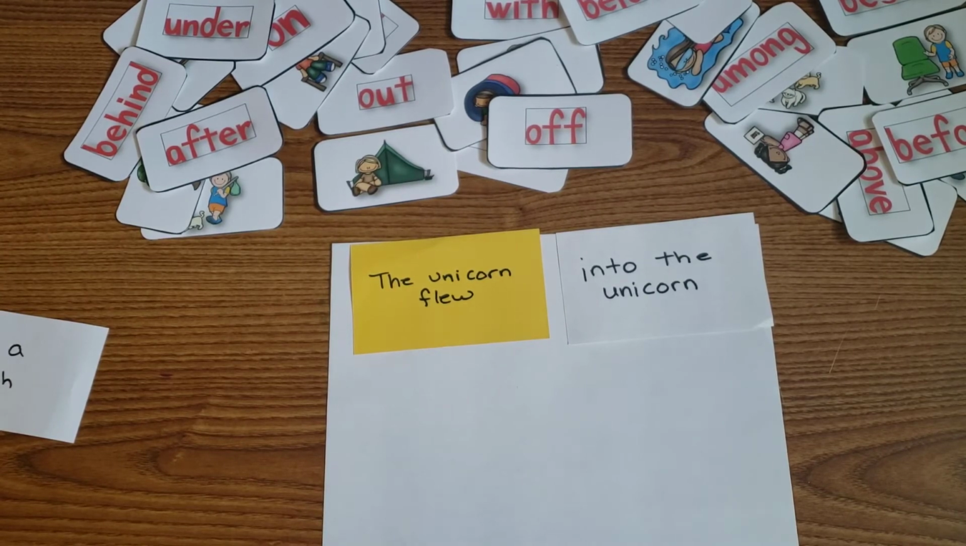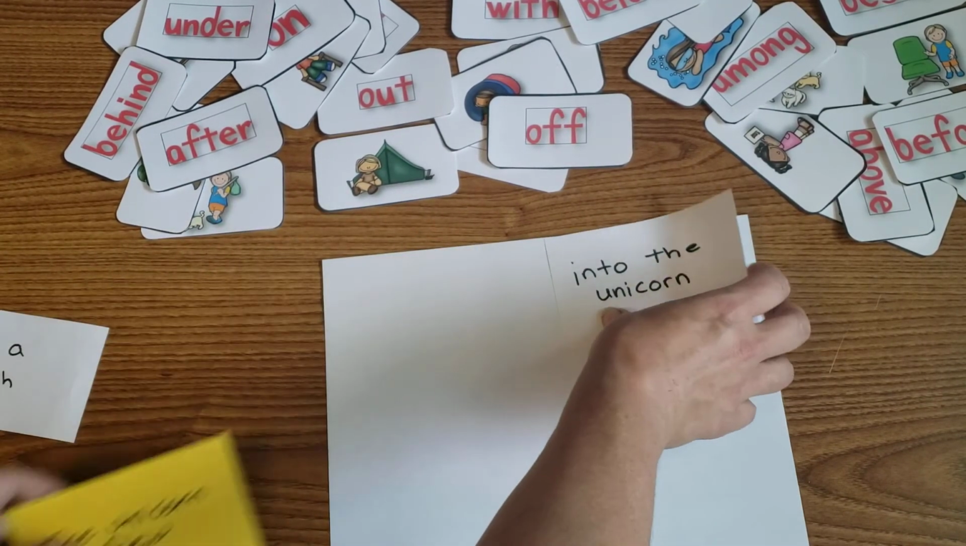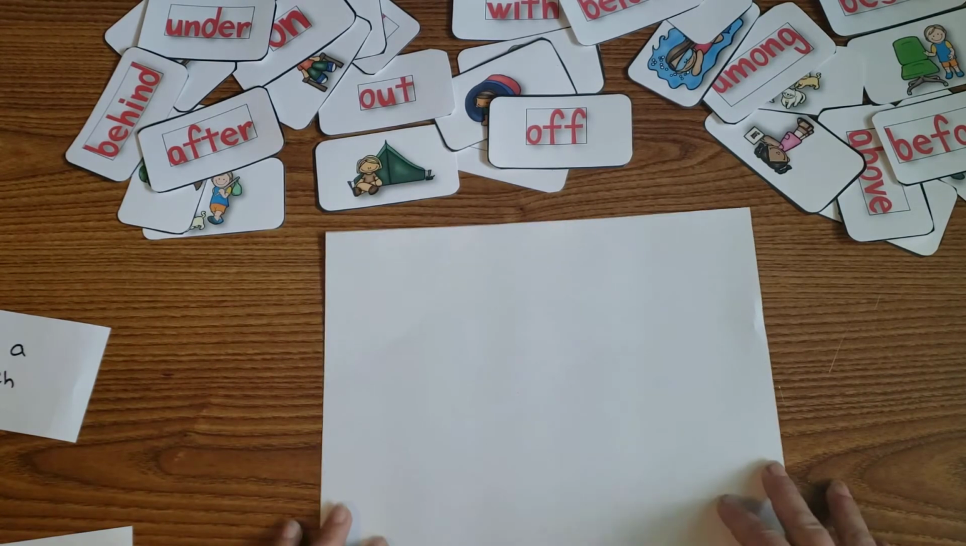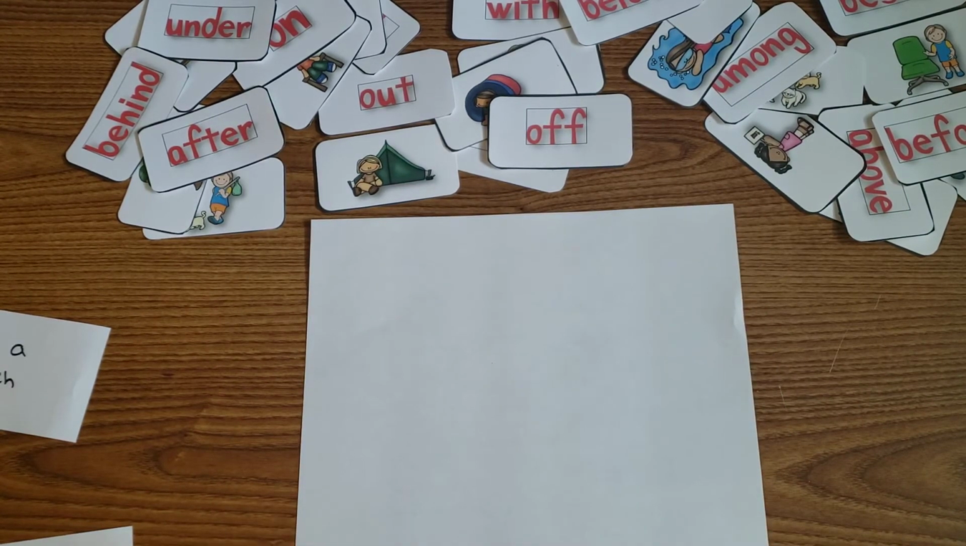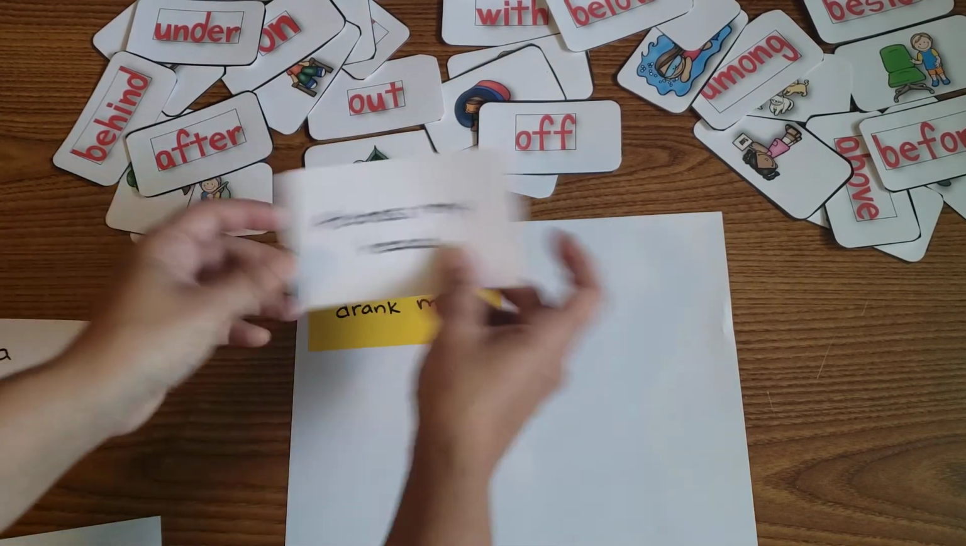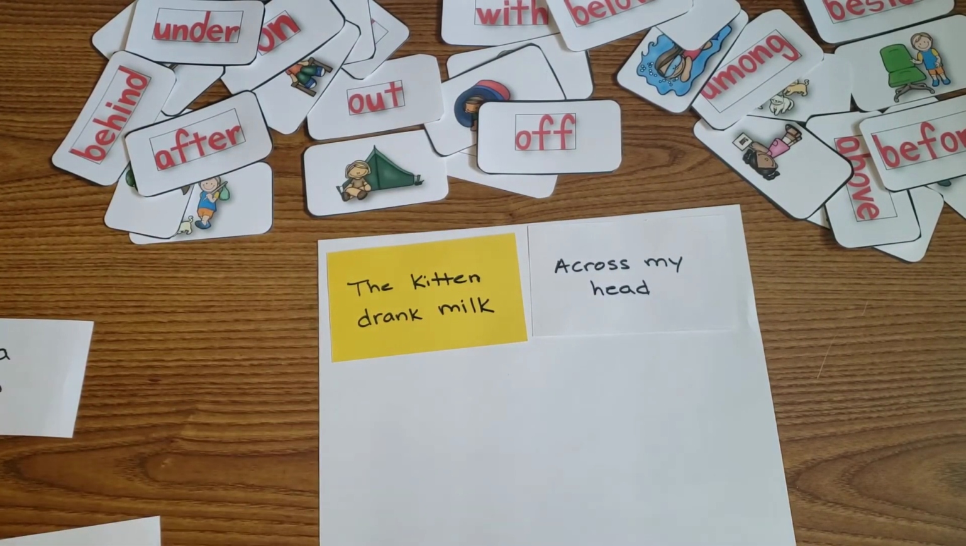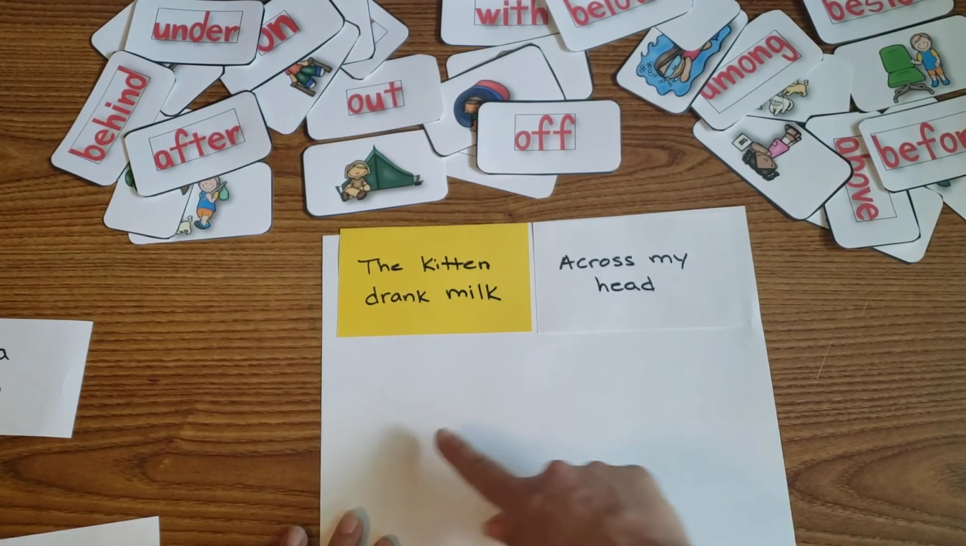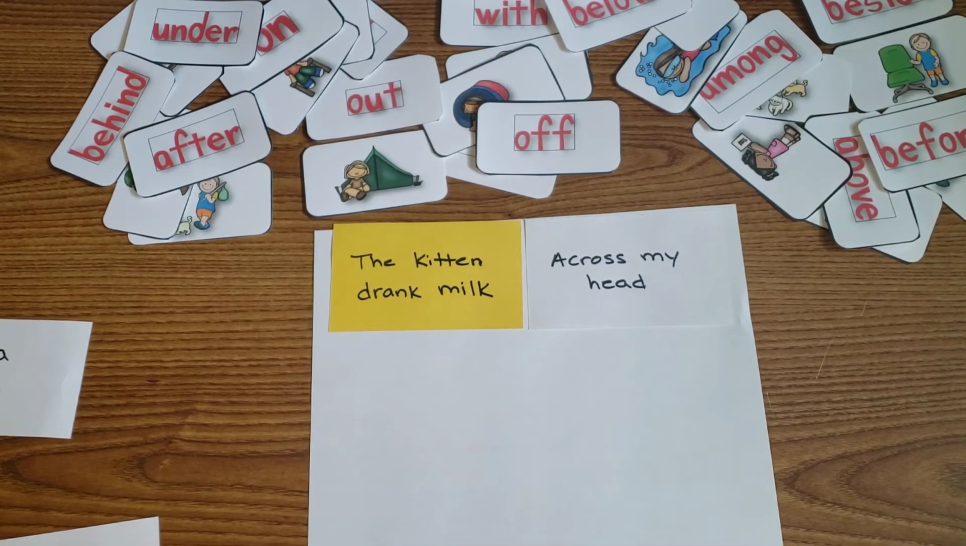Super silly. So you don't have to draw a picture for all 5 sentences or 3 sentences, however many you do. You just need to pick one and draw the picture. Okay, so once you match them all up, you can pick your silliest and share your picture with me. I think my silliest might be the kitten drank milk across my head. So I would pick that, I'd glue these right on the top or tape them, and then draw that silly picture.